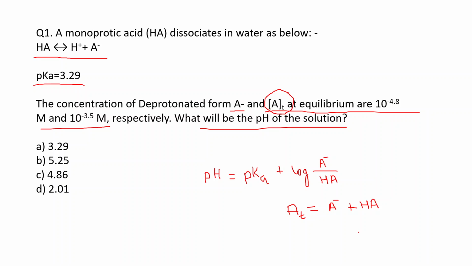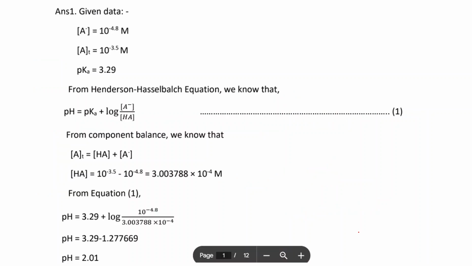We'll see the solution now. So here A- is 10 raised to power minus 4.8 molar, AT is 10 raised to power minus 3.5, and pK is 3.29. This is the given data. From the Henderson-Hasselbalch equation, we have seen this in the previous slide. From the component balance, we know AT is HA plus A-. So what is HA? 10 raised to power minus 3.5 minus 10 raised to power minus 4.8. This is what we got.